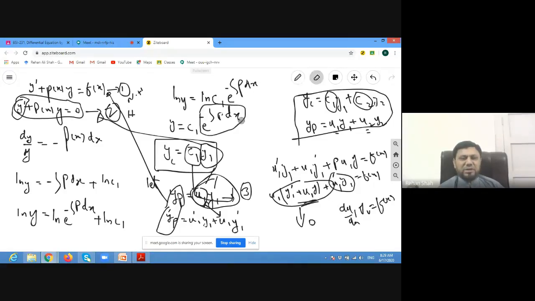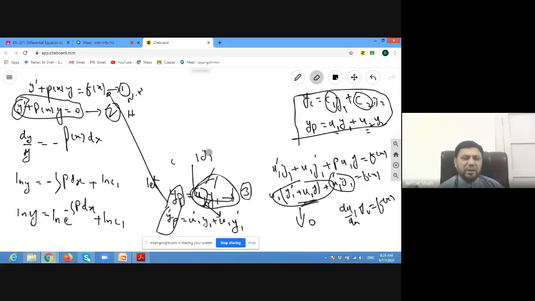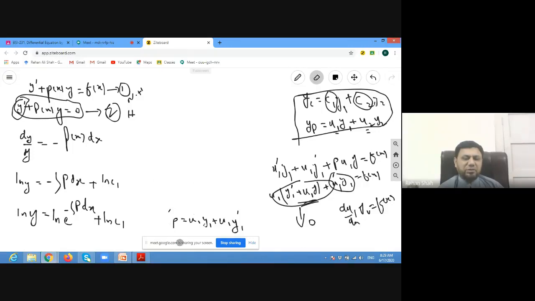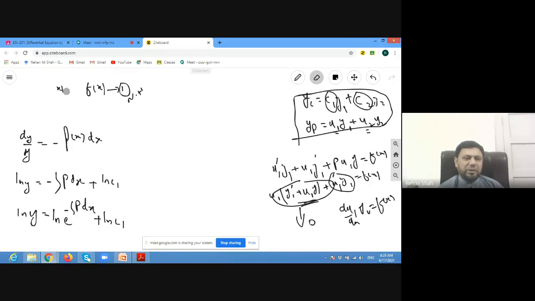Let's move towards the second order to understand the second order differential equation. This is a first order differential equation, and for first order you know how to find the solution. Now let's move towards the second order. So what will be the solution of a second order differential equation?